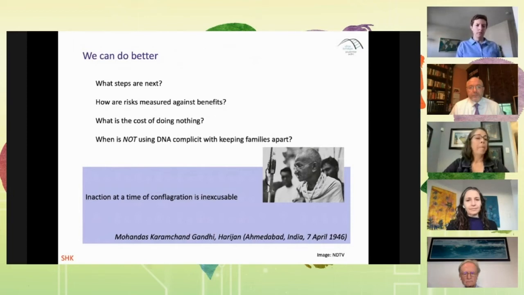So I think the question we have is how can we do better? What are the next steps? What is the cost of not doing anything? And is not doing anything part of being complicit with keeping families apart?